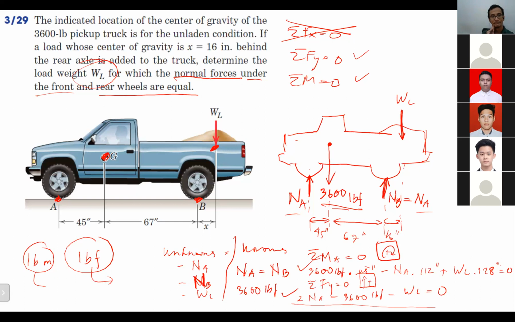Yes, sir. So in this case, why is it 0 again, for the moment at point A? Oh, this one, sigma moment equal to 0, sigma Fx equal to 0, sigma Fy equal to 0. Oh, I see. It's the equilibrium equation that we're supposed to fulfill, for the static case.